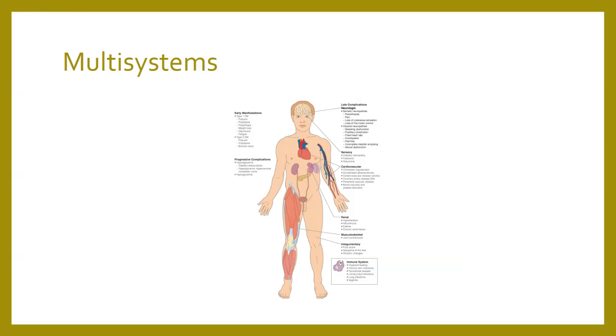Insulin detemir. This is long acting, slow onset. It can be given once or twice a day, depending on the dose, and it can last up to 12 hours.